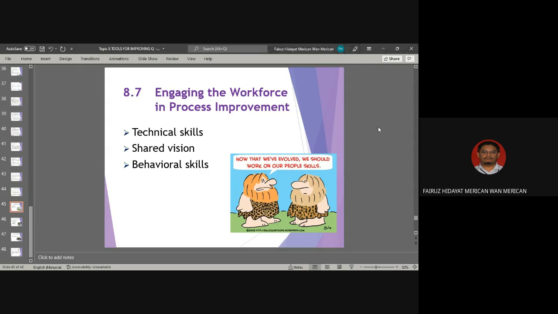So technical skills, you need to know what are the tools to use, how to use the tools, and so on. Shared vision, you need to get your employees to share your same vision to improve the quality. If your employees don't share the same vision, then it'll be difficult to improve the quality. And behavioral skills, meaning your interpersonal skills, your communication skills, how you communicate to your employees, that they need to work together to improve the quality of their company. So these are things which are required, okay, to encourage or to motivate the workforce to be part of the improvement process.